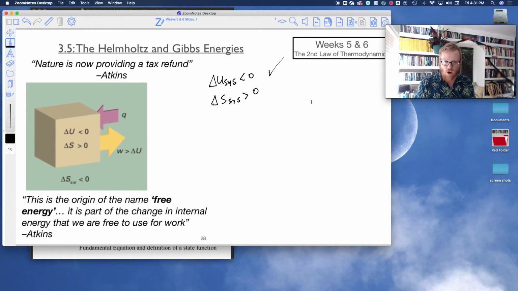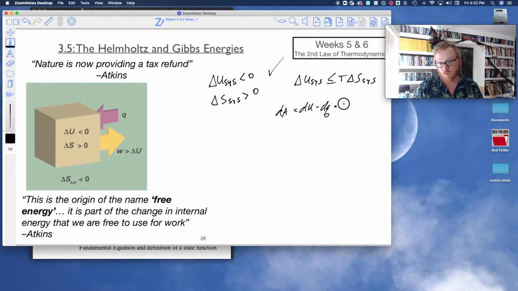Well, the consequences are that we still have delta U of the system is less than or equal to T delta S. So this comes from our Clausius inequality. Okay. And so we can see that this is true, that the delta S of the system will be greater than the delta U of the system. It's a positive quantity and that's a negative quantity. So that's all good there. Okay. We can also see by relation dA equals dU minus dq, which equals dw.